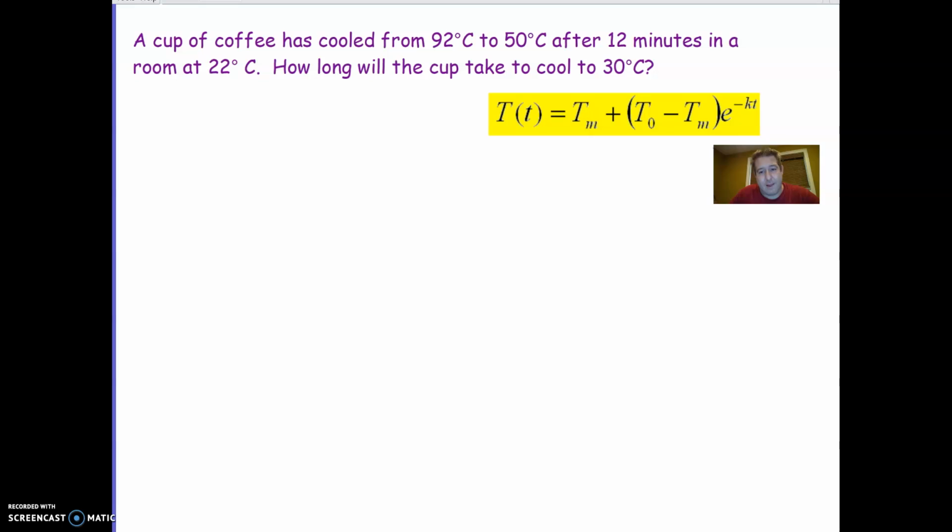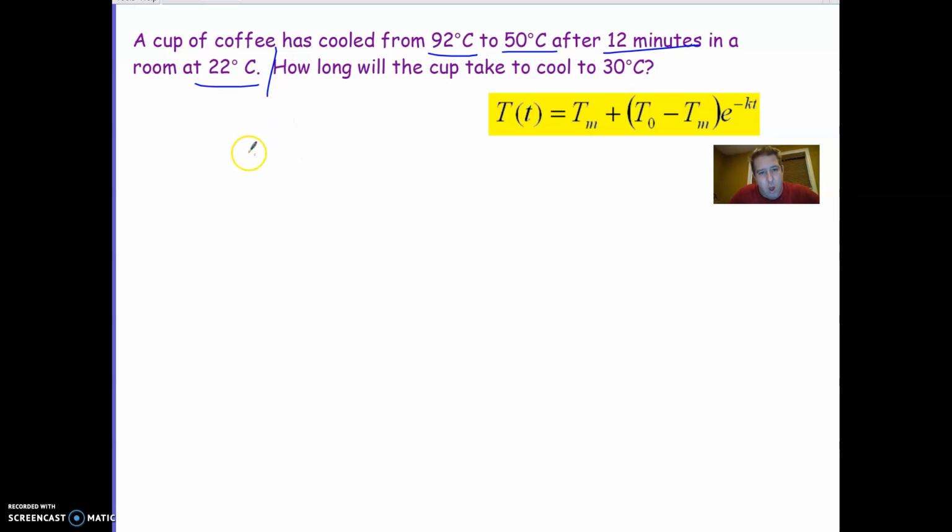This question is a lot like the last question, so I'm just going to do this last one. A cup of coffee is cooled. So look at this question as like two parts. There's the first sentence that says it started at 92 degrees. It cooled down to 50 degrees. It took 12 minutes to do that, and the surrounding air is 22 degrees. Then we'll solve for K, and then we'll worry about the second sentence.